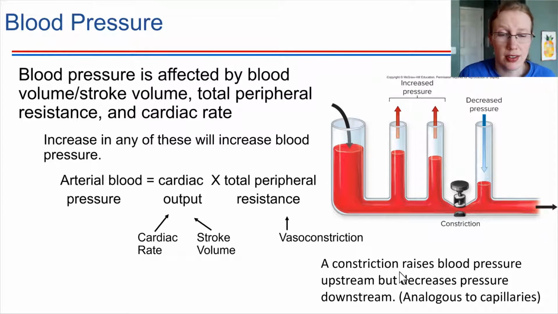Increasing any of these things, so cardiac rate, heart rate, stroke volume, how much blood is leaving the heart per beat, and total peripheral resistance. If we increase any of those things, that's going to lead to an increase in the blood pressure in the arteries. When would the resistance increase?